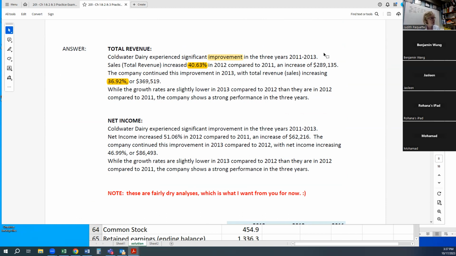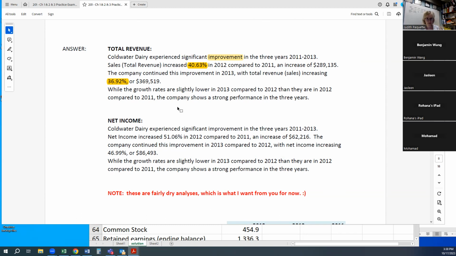Then you say sales increased and calculate that percent change in 2012 compared to 2011. And then tell me how many dollars was the change. So remember, the current year minus the last year. The company continued this improvement with total revenue increasing 36.92%, or 369,519. Now I want to draw your attention to the fact that the dollars grew more the second year, but the percent growth actually went down.